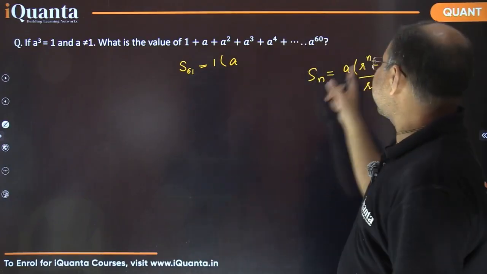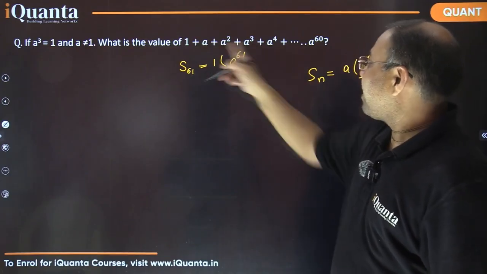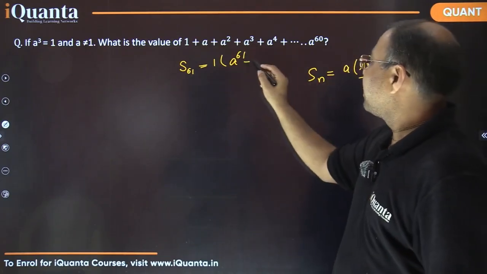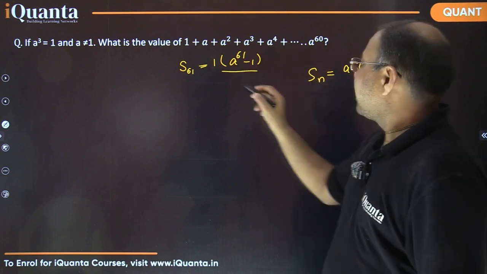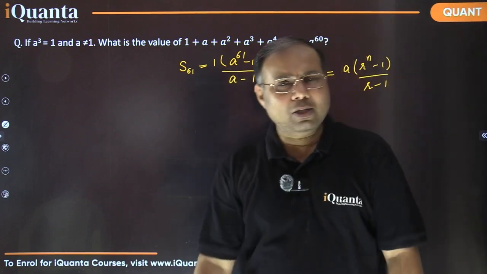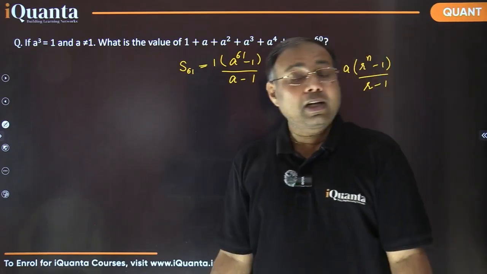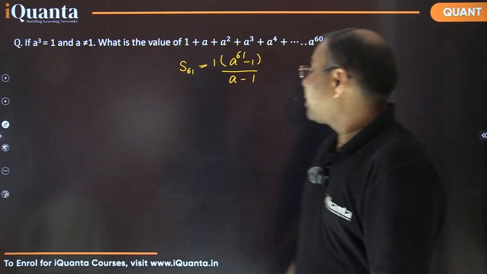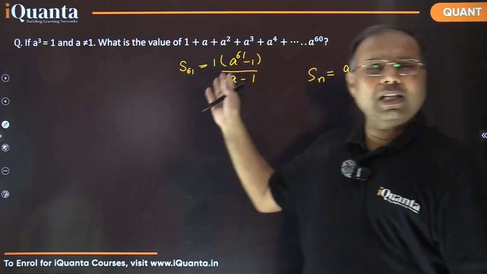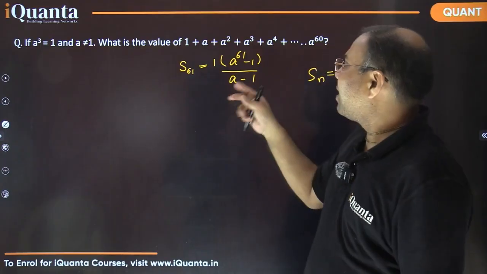So this is a raised to power 61, because the common ratio here is a, minus 1, divided by r minus 1, r is a only, so it is a minus 1. Fine, I hope it is okay. There should not be any difficulty. So I think we are almost done. Nothing to be done, because just using the sum of n terms of a geometric progression, using just this formula, we have got the answer.